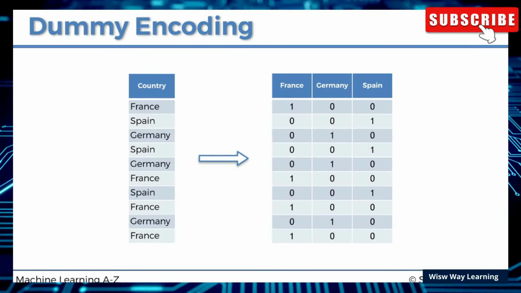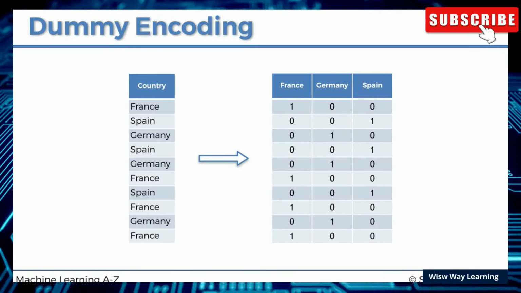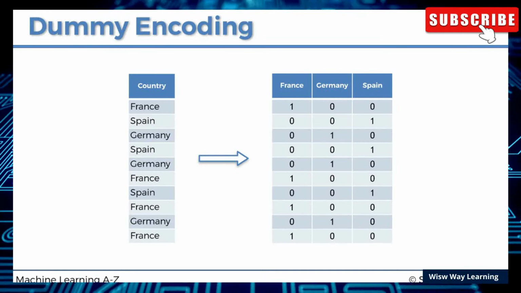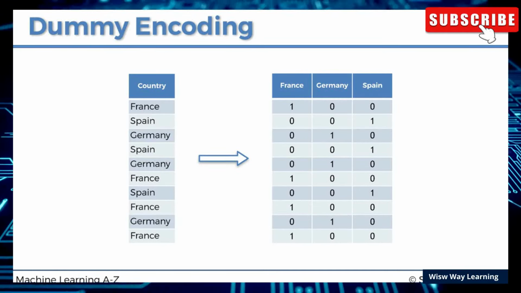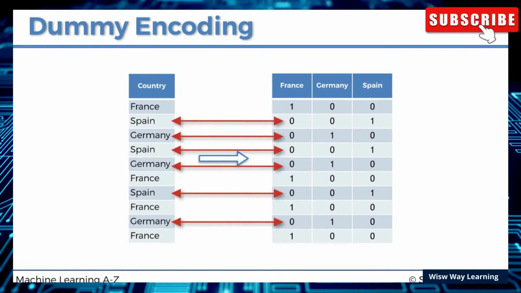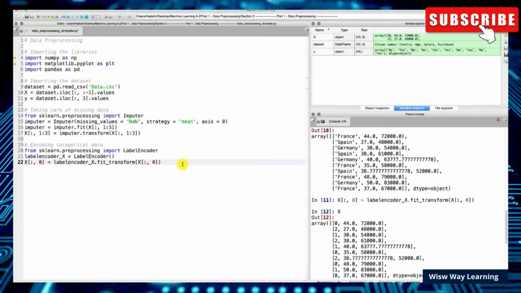Each of these 3 columns will correspond to one country. We're going to have the France column, the Spain column and the Germany column. And in each column there's going to be either 1 or 0. So for example, if we are in the France column, it's going to be 1 if the country is France and 0 if the country is not France. So let's do this. Let's create those dummy variables.